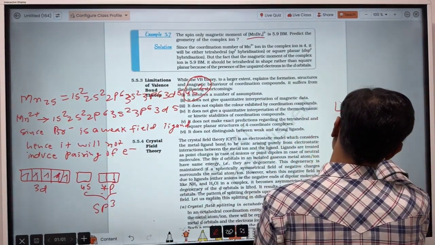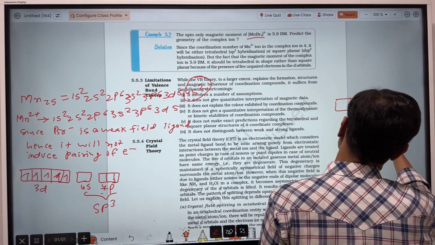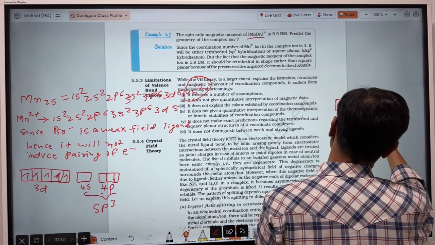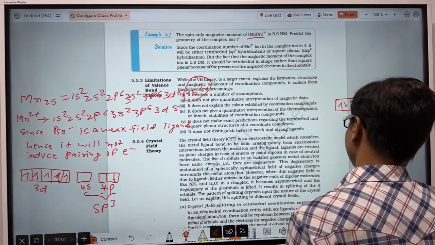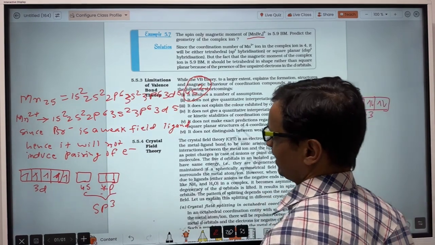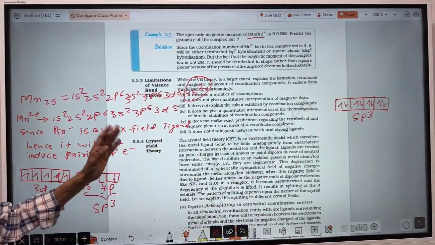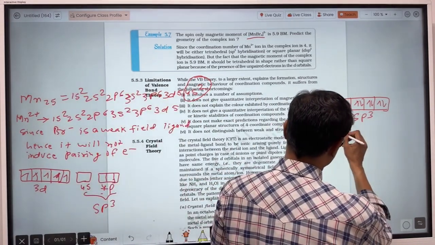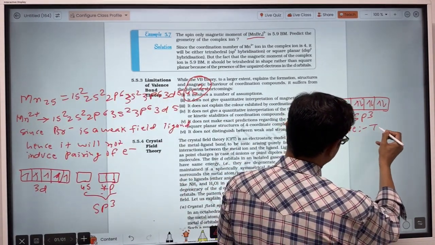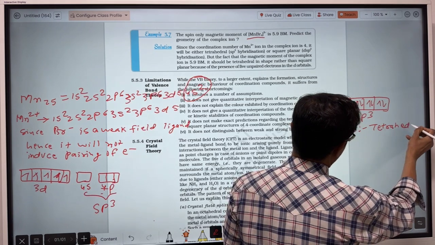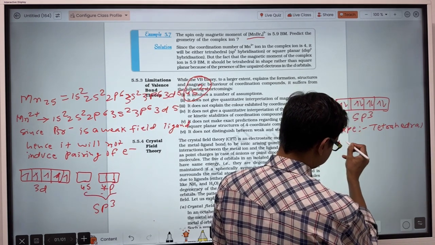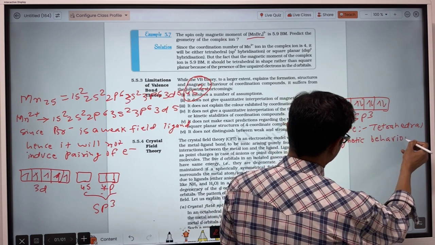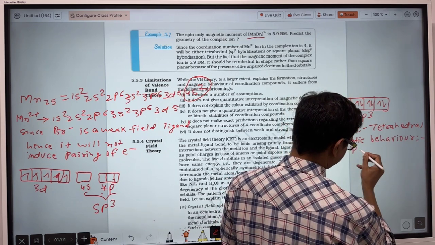So here are 4 hybrid orbitals, and in those each Br minus will donate their electron and form the complex. It is sp3 hybridized orbital and sp3 hybridized orbital. So the shape will be tetrahedral. And magnetic behavior, it is paramagnetic.